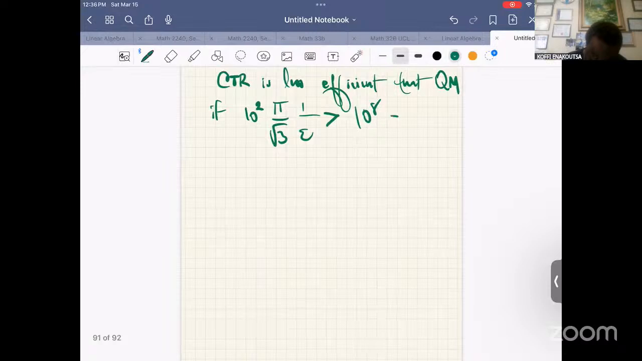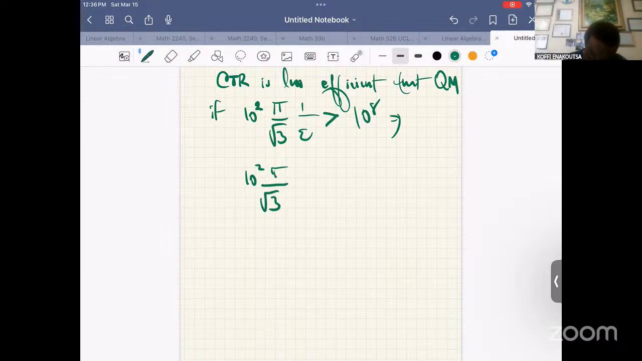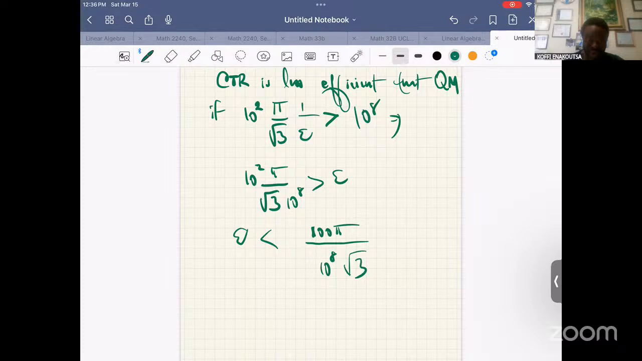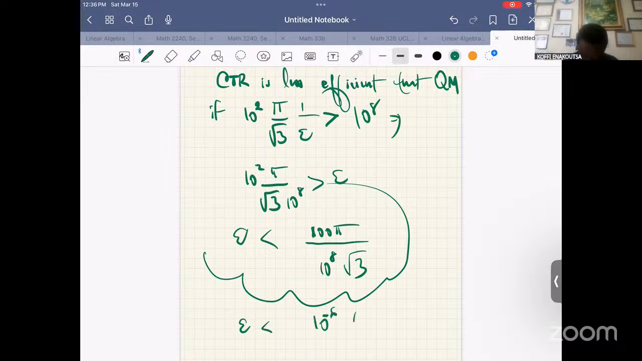So this implies that 100 pi divided by root of 3, 10 to the power 8, is greater than epsilon. Meaning epsilon is smaller than 100 pi divided by 10 to the 8th root of 3. And of course, we can simplify. My epsilon is smaller than 10 to the power negative 6 pi root of 3. And that will be the last answer that I have.